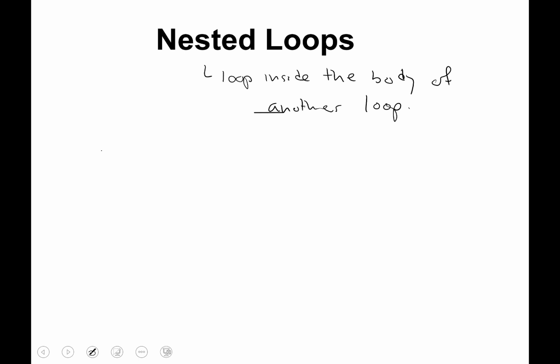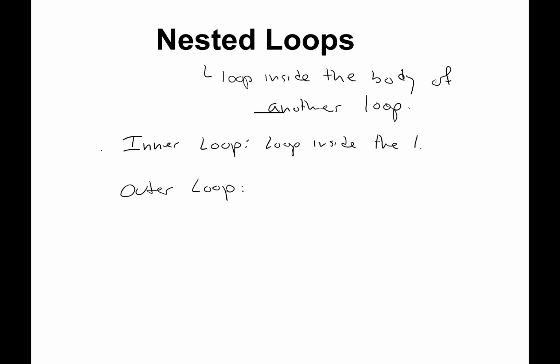A nested loop is just a loop inside the body of another loop. Terminology you should be familiar with in reference to nested loops is the inner loop and the outer loop. The inner loop is the loop that's inside the loop, and the outer loop is basically the loop on the outside.